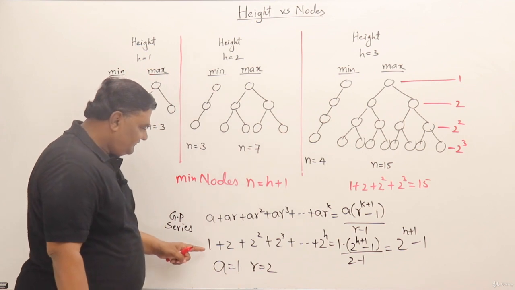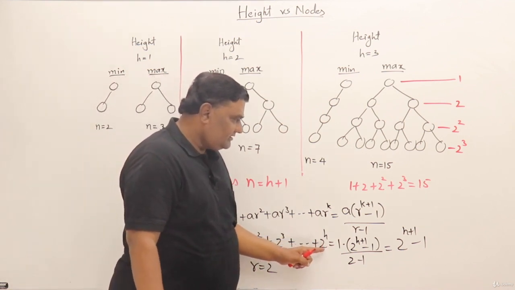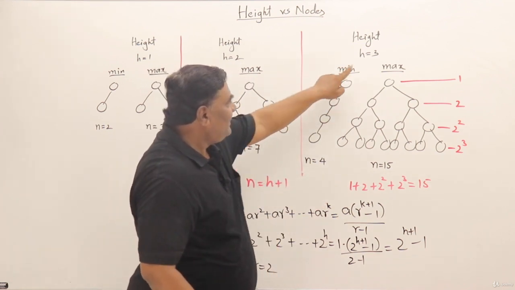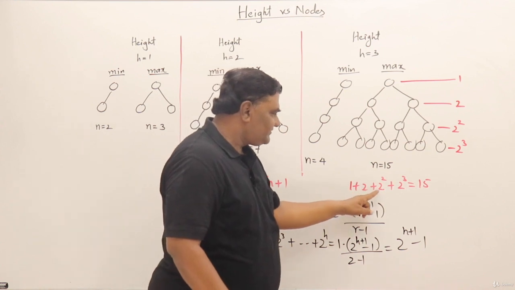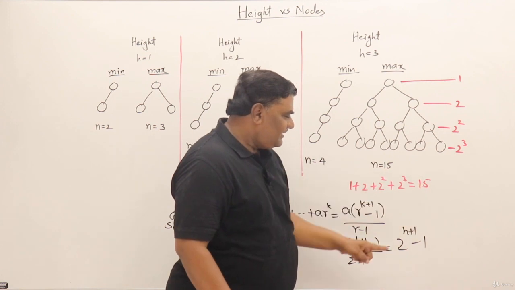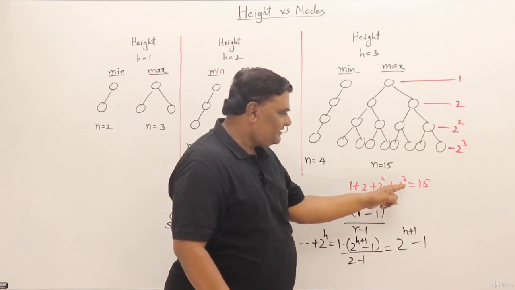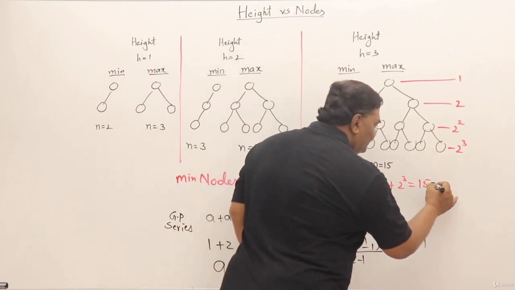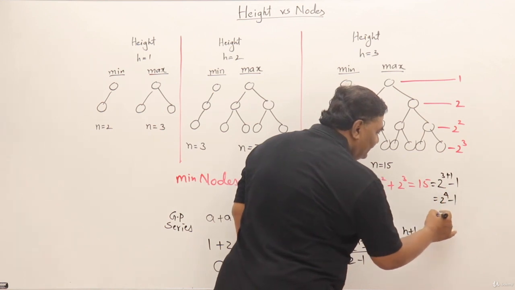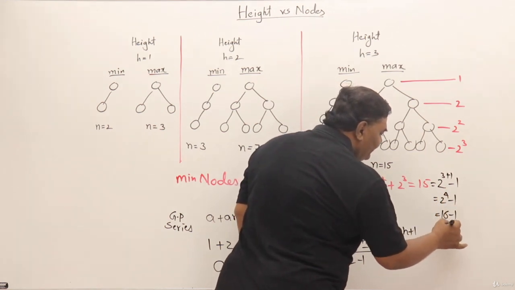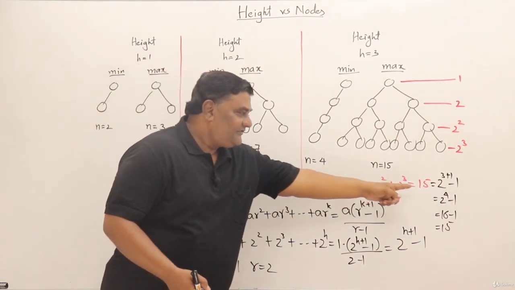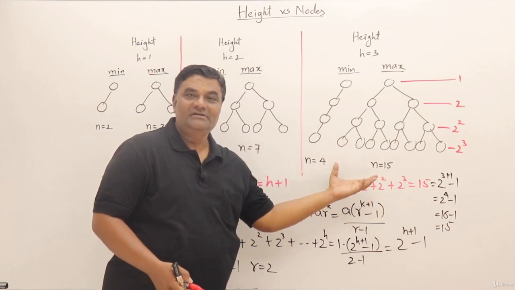So if you take the sum of these terms up to h, then this is 2 power h plus 1 minus 1. Let us come back to this example. Height was 3. So 1 plus 2 plus 2 square plus 2 cube up to 3. Height 3. So this is nothing but 2 power h plus 1 minus 1. So 2 power 3 plus 1 minus 1. Let us put the values here. So 2 power 3 plus 1 minus 1. This is 2 power 4 minus 1. And this is 16 minus 1. So this is 15. Yes, it is correct. So that value 15 is sum of the terms of GP series.